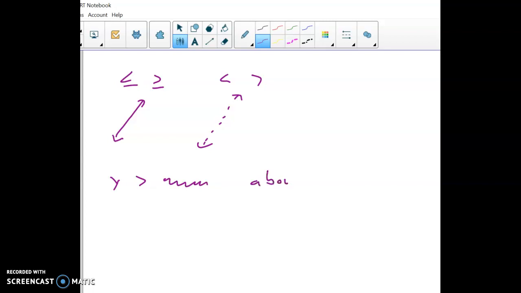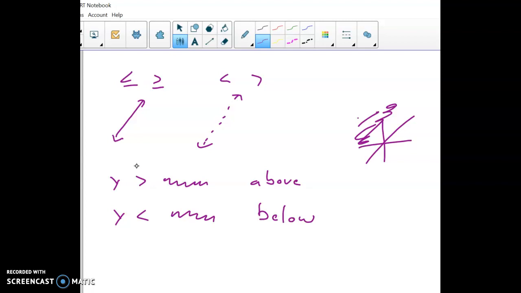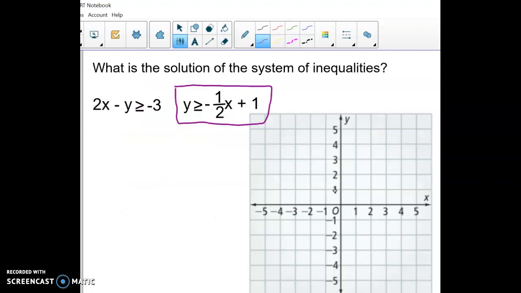I think of it this way: in this case the mouth is eating y, so y is some big number. So it makes sense that we would shade above our line, because y is something big. The other case is if y is less than or equal to some quantity, then we go below that line because y is a little value. I don't know if you want to put those little things in your notes, but it might be helpful. All right, so back to our question.